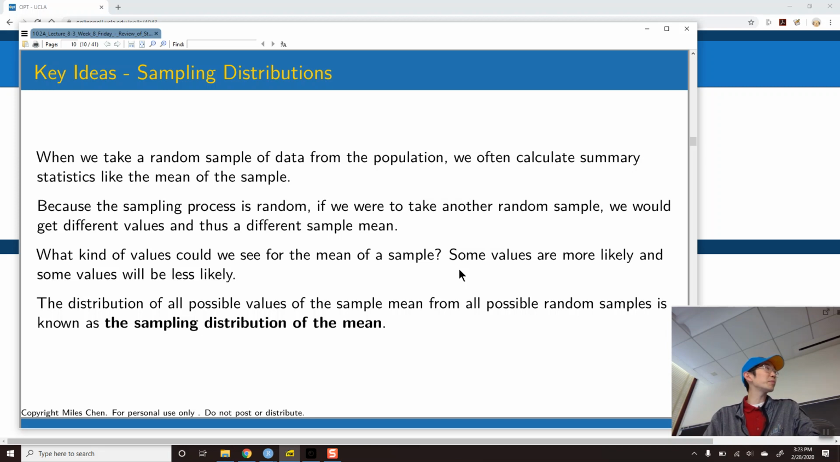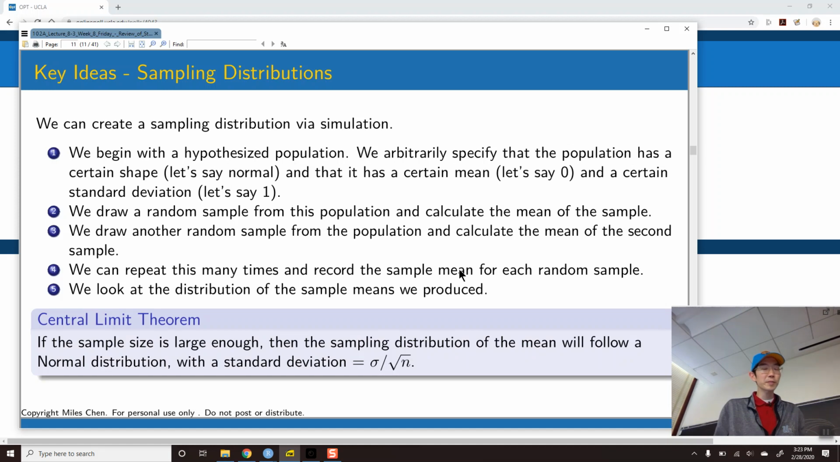Obviously some values are going to be more likely, some values are less likely. And so the distribution of all the possible values of the sample mean from all possible random samples is known as the sampling distribution of the mean. I hope you guys remember this concept, the sampling distribution of a statistic. And we create a sampling distribution via simulation.